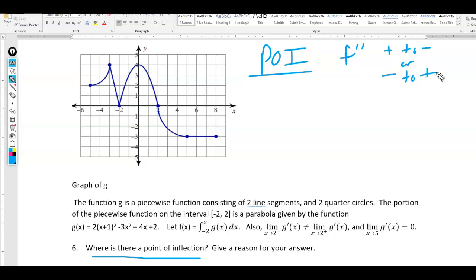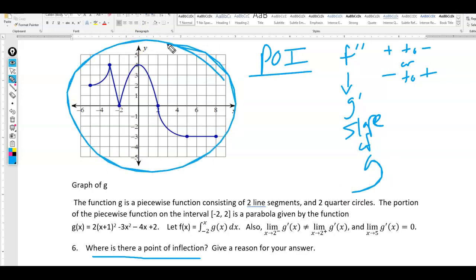Now, as we already established before, f double prime is g prime, which is the slope of g. So in other words, where on this graph over here is the slope of g going from positive to negative? Here's a spot. To the left, the slope is positive, but to the right, it's negative.